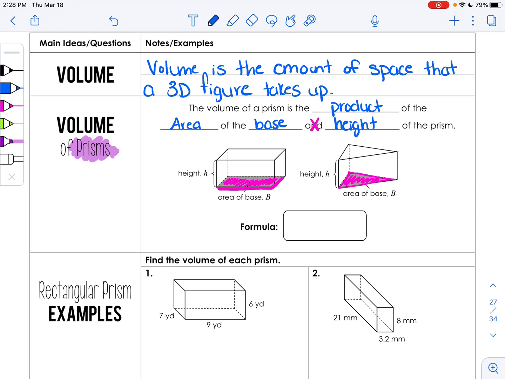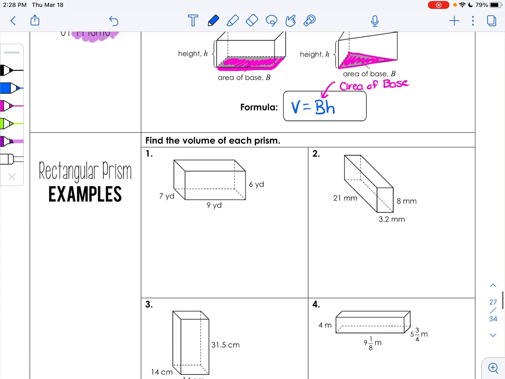So your formula for volume is volume equals capital B times H. And we use a capital B because that stands for area of the base. A lowercase b is just base. Capital B is area of the base. So let's jump into some examples.